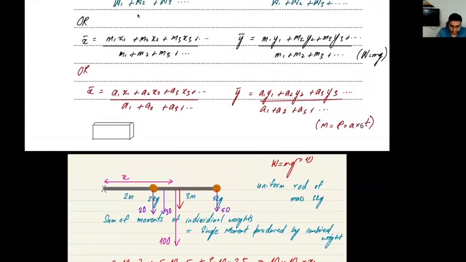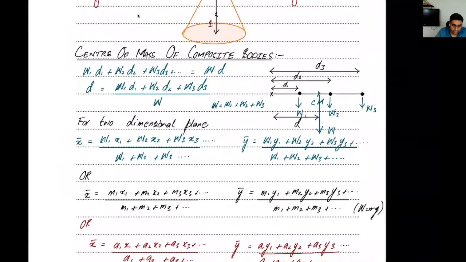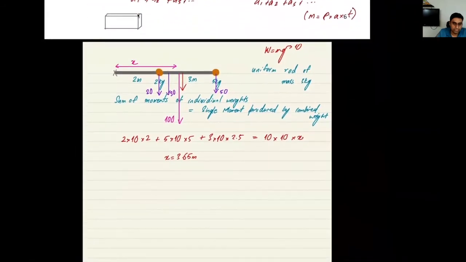So you won't be doing whatever I've done here. You'd just directly apply this formula, and you'd be able to get the point where the whole weight seems to be acting, the point where the center of mass is. And since W is mg, if you replace this by m1g, m2g, m3g, there will be g in the numerator and denominator, so that will cancel out. And if that cancels out, you can just directly use masses to calculate the center of mass.